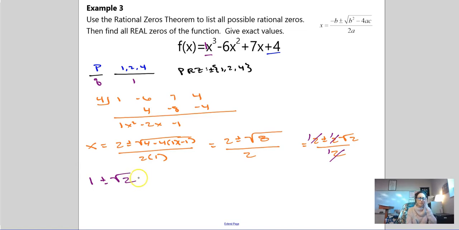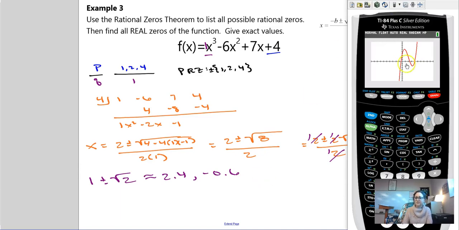Now square root of 2 is about 1.4, so this is about 2.4 when you add, and when you subtract it's about -0.6, and if we come back and look at the graph, you can see, oh yeah, -0.6-ish is believable, and about 2.4 is believable as well.